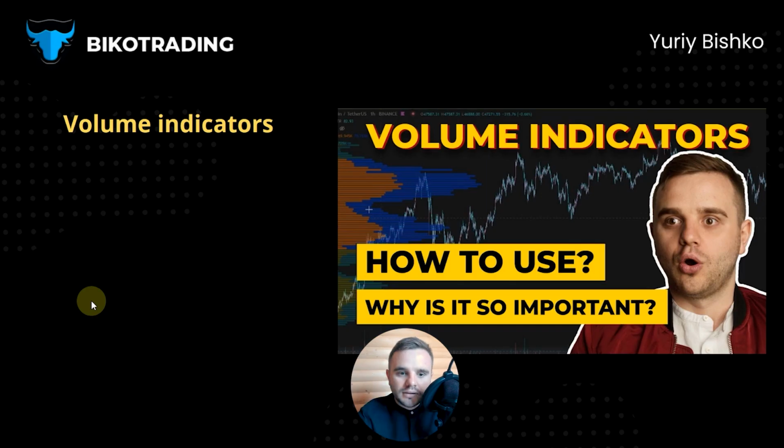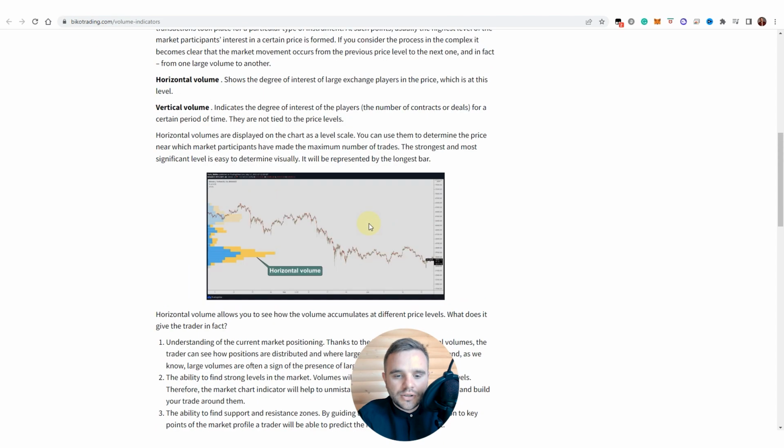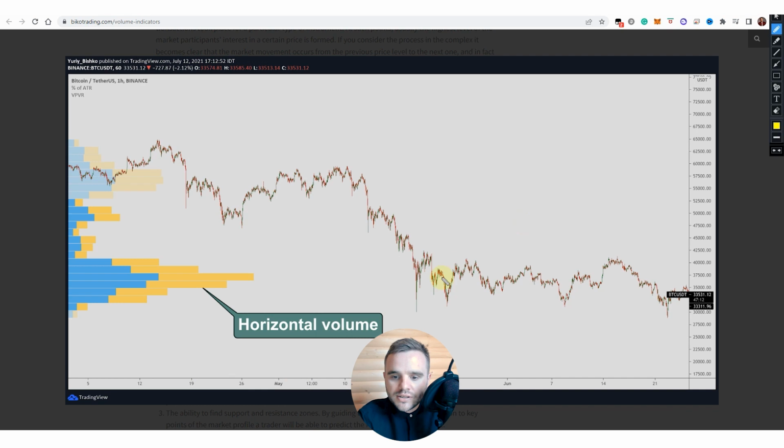The next important part in trading is volume indicators. Why is volume so important? I call volume the fuel for the market. Imagine that price is a car. Volume is the fuel. It is your gasoline, it is your gas. Without fuel, there cannot be movement.